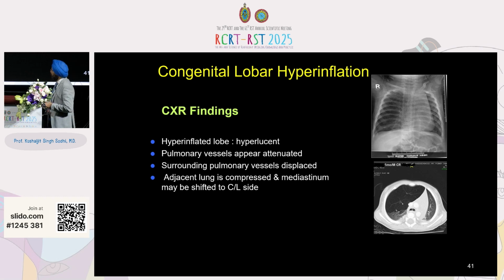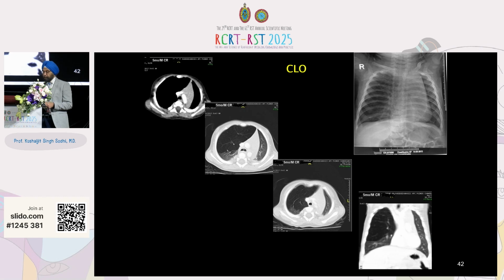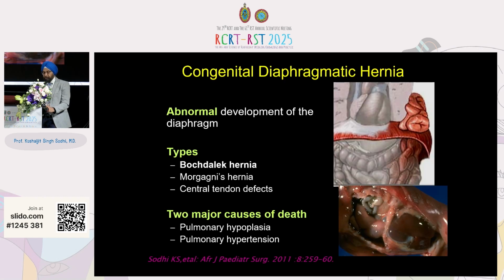So what are the radiological findings? Typically in a chest X-ray, you find a hyperinflated lobe which becomes hyperlucent. There are fewer vascular markings. Pulmonary vessels appear attenuated, and the surrounding pulmonary vessels are displaced. And remember, the adjacent lung is compressed and the mediastinum can be shifted to the opposite side. So this is how a typical chest X-ray would look like. And on a CT scan, you can see this hyperinflated particular lobe with attenuation of the pulmonary vessels. Another example to show you a congenital lobar overinflation or hyperinflation.